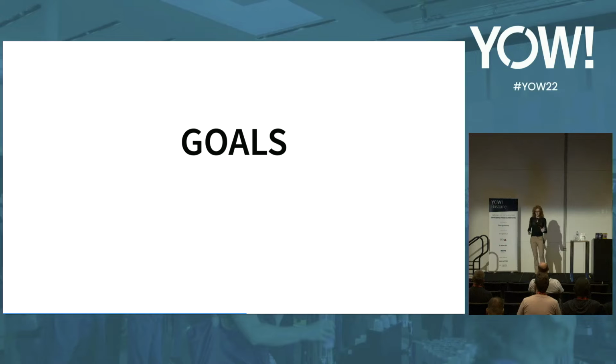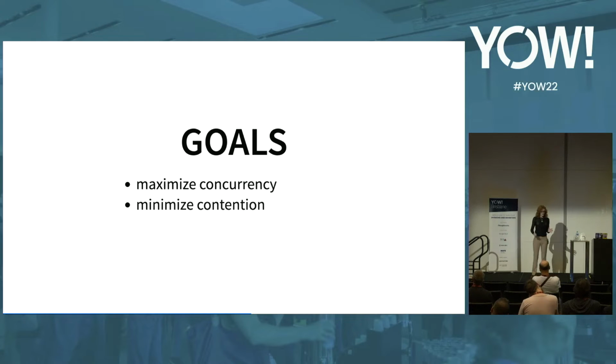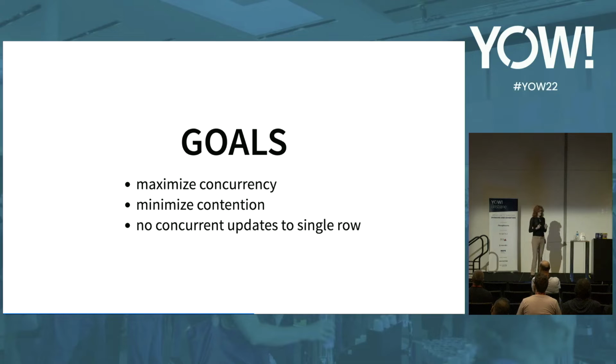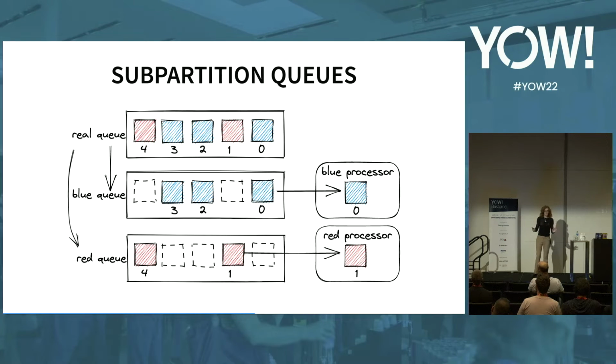we identified a couple goals of this process, right? We wanted to maximize concurrency. We wanted to saturate our Postgres connections up to the limits that we had defined, do as many operations as possible concurrently, while minimizing contention for individual rows and never performing concurrent updates on a single row, right? So the way that we accomplished this was with another layer of queuing, because it's queues all the way down, I'm afraid. So we did this using something that we called subpartition queuing.